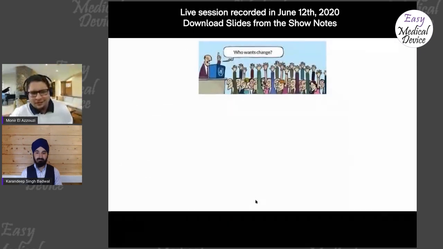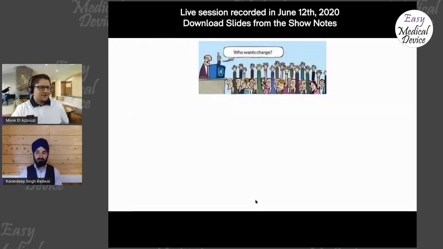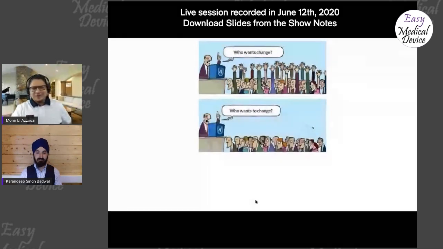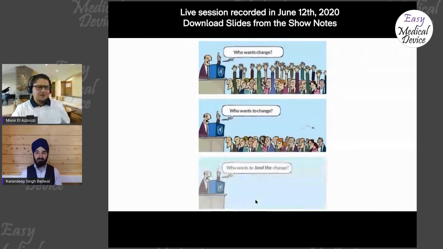I had a funny cartoon about that. It's who wants to change? Everybody wants to change. Who wants to change? Nobody wants to change. And when we ask who wants to lead the change, then there is nobody anymore. So it's the same for a CAPA. People want to solve the issue, but nobody wants to change what they are doing to solve this issue. And at the end, when we ask who is the CAPA owner, nobody is there. So let's move on. It's a caricature, but it's also reality in companies.